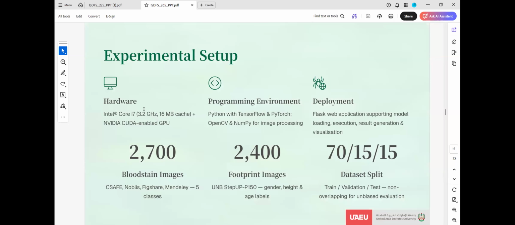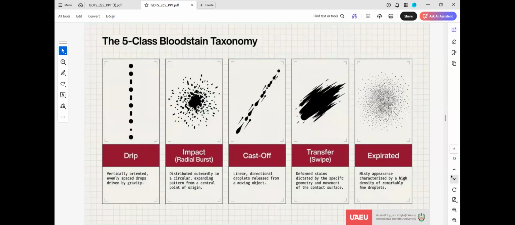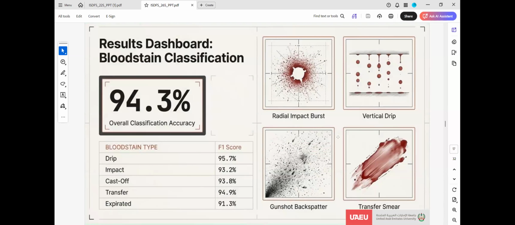Now the experimental setup: we have taken this hardware, program, and deployment. We took bloodstain images and footprint images from these datasets and split them in a 70-15-15 ratio for training, validation, and testing. These are the 5 categories of bloodstain: drip, impact, cast off, transfer, and expirated. This is how the blood spatters after an incident happens. From that, we can analyze what kind of crime happened, so it is really easy for crime scene and investigation people. And from this we have got our results.